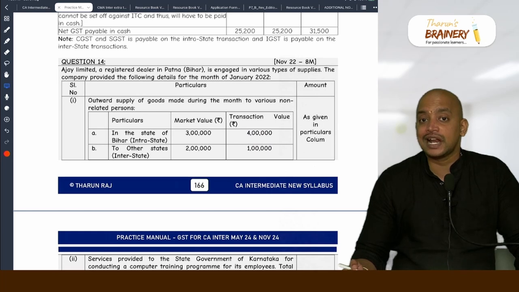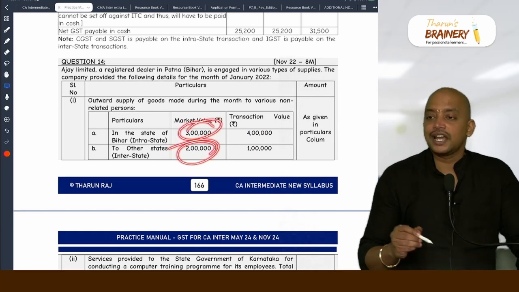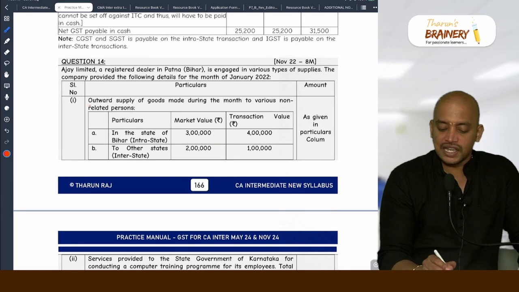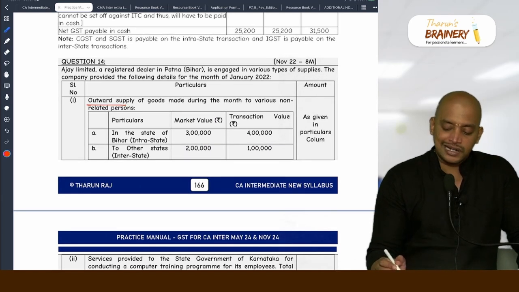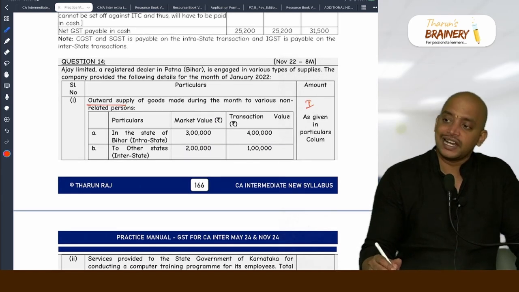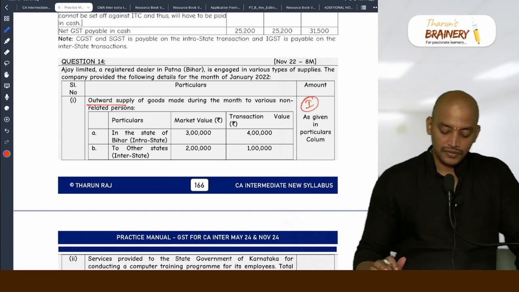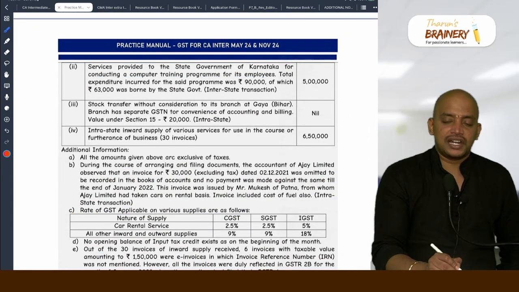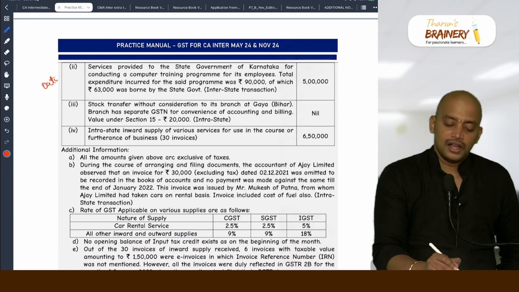What if it is to related persons? We'll take market value. Okay. So therefore it is outward, clearly given outward, non-related. So where it will come? It will come in statement 1. Services provided to state government of Karnataka, inward or outward? Outward.